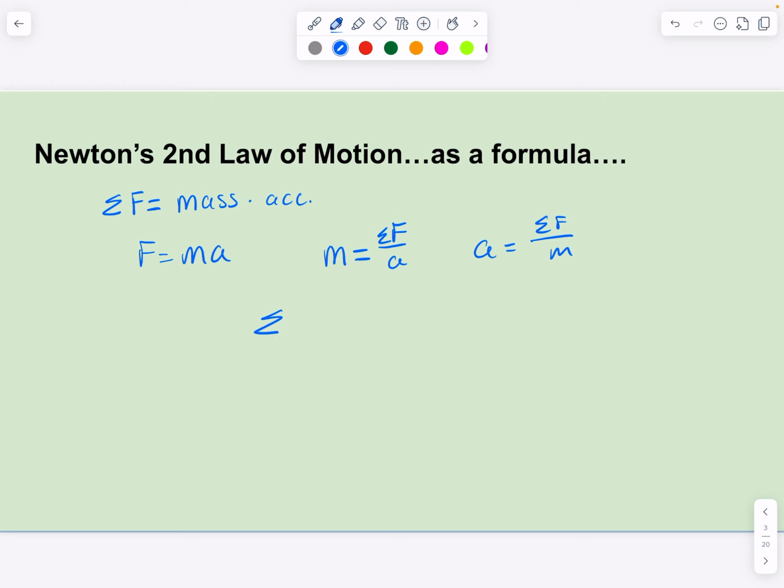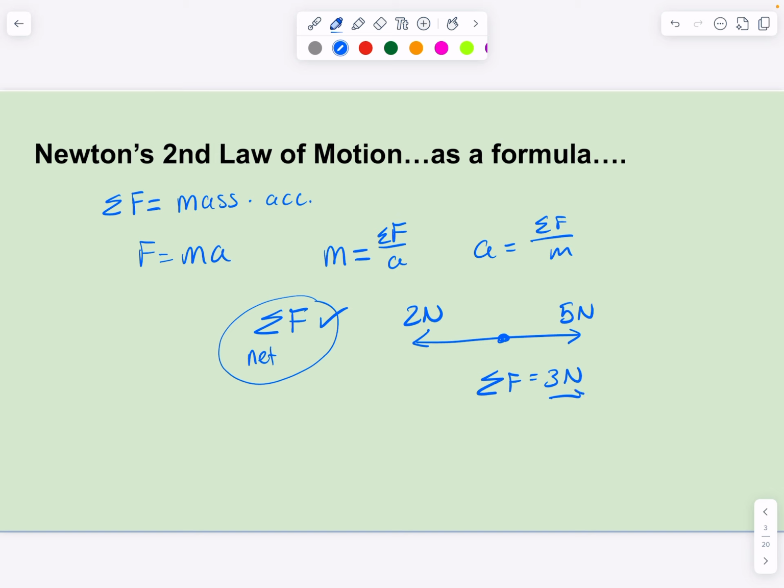Just recall again that this symbol here, sigma, stands for the net force, which means the combined forces in a single direction. Oftentimes we're talking about things working along the x-axis, and we want to know all the forces that combine to make that net force. So if this was 5 newtons going this way and 2 newtons going this way, we would have a net force in this case of 3 newtons going to the right. The same works for moving vertically as well. So we were looking for the net forces when we are working with the force formula, as Newton talks about.